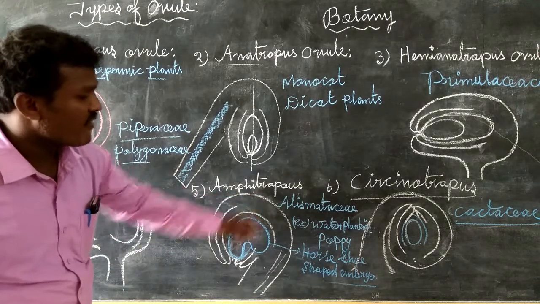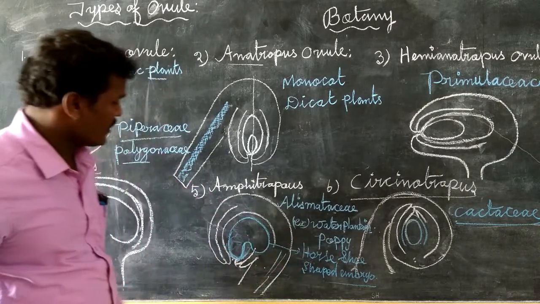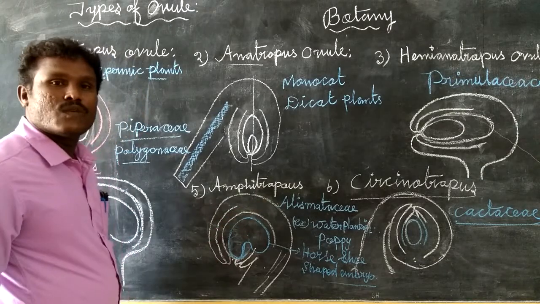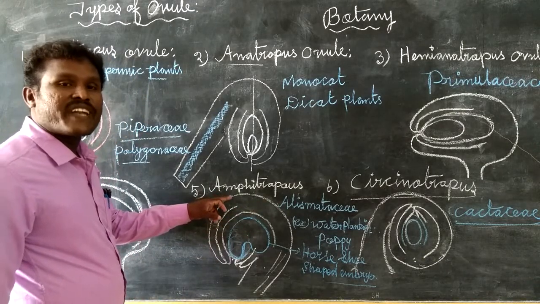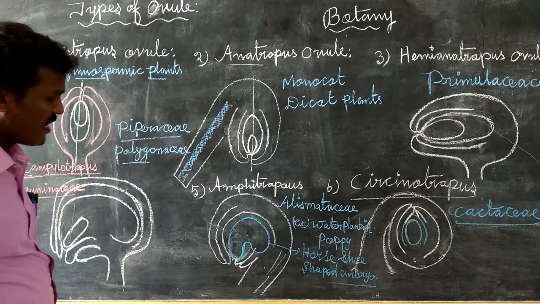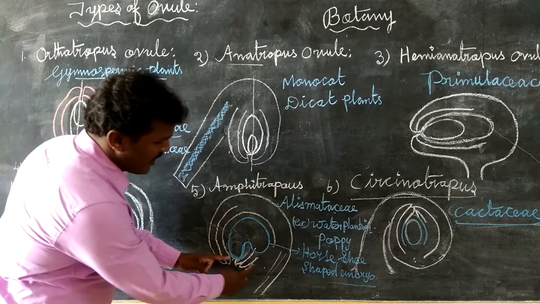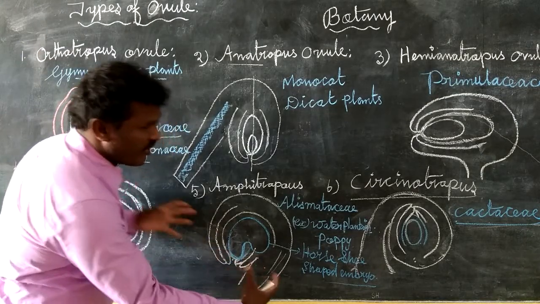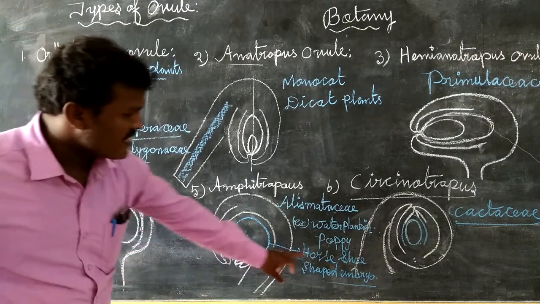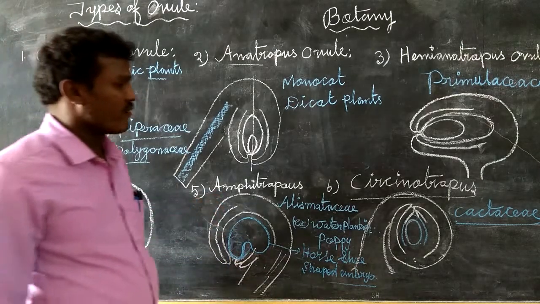Then amphitropous. Examples will be asked: what are the examples for amphitropous? It is Alismataceae, water plantain, and poppy are examples for the amphitropous ovule. Here the micropyle and hilum, funicle are arranged very close together. Here you notice a horseshoe-shaped embryo in the amphitropous ovule.